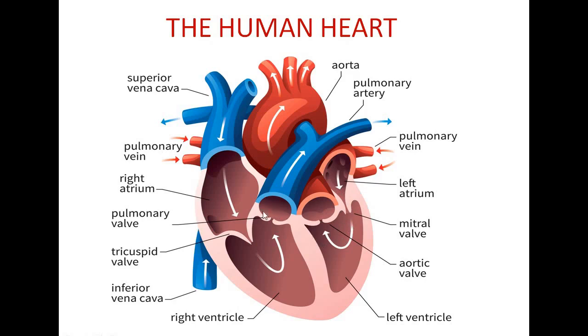Third, let us go through the pulmonary valve. The pulmonary valve blocks the backflow of blood from the pulmonary arteries to the right ventricle when the ventricles are relaxed. Finally, the aortic valve blocks the backflow of blood from the aorta to the left ventricle when the ventricles are relaxed.